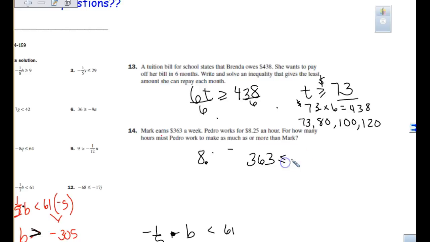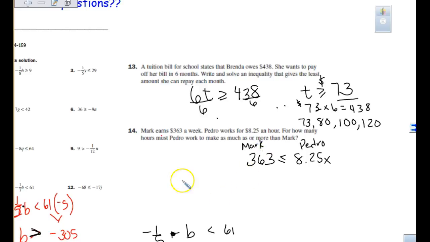363 is less than or equal to 8.25x. Because we want Pedro's to be more, right? We're trying to figure out how many hours must Pedro work to make as much or more. So we want it greater towards Pedro rather than less or equal, because this is Mark's.